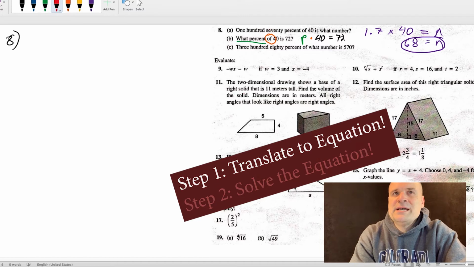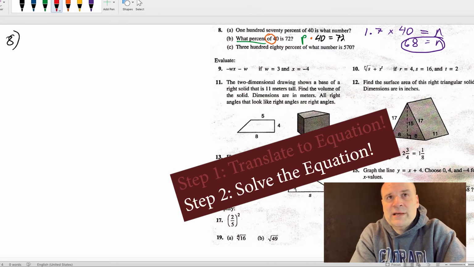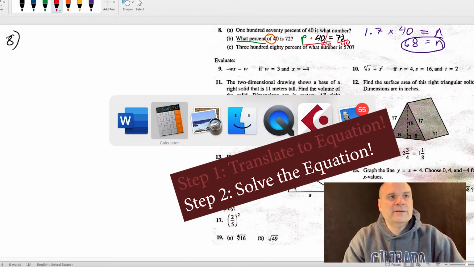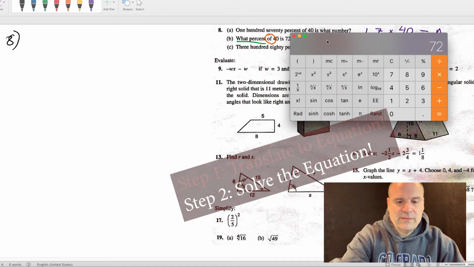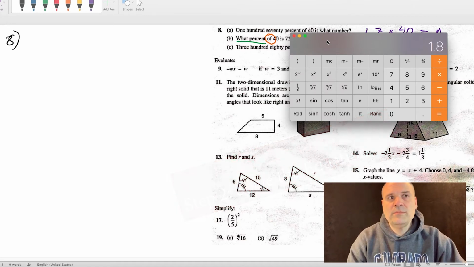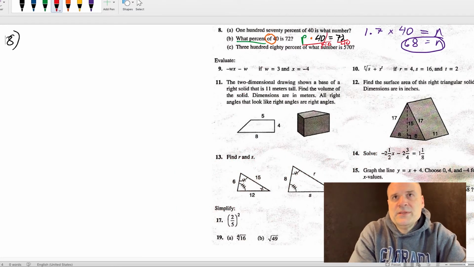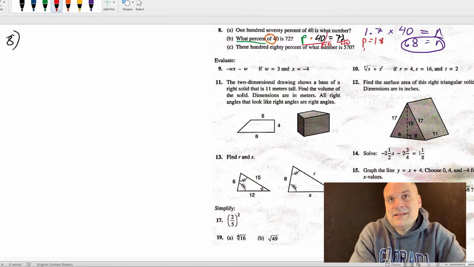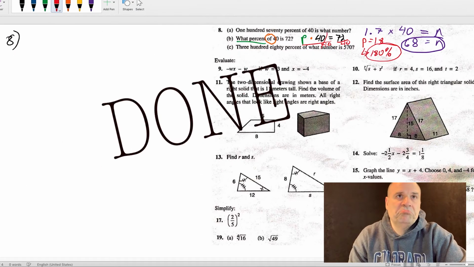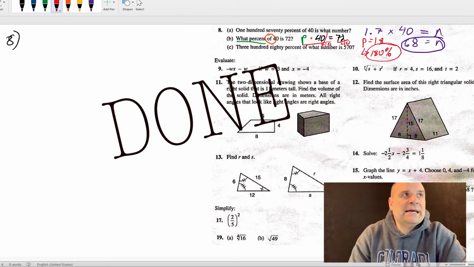So how do you get P by itself? How do you solve for P? Divide both sides by 40. All right, that cancels. And you're left with whatever 72 divided by 40 is, 1.8. So that's what P equals. P equals 1.8. So what percent is that? 180%. Boom, that works.